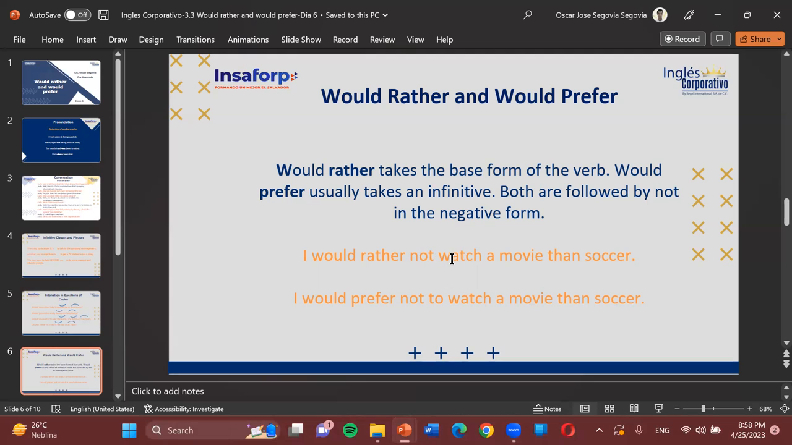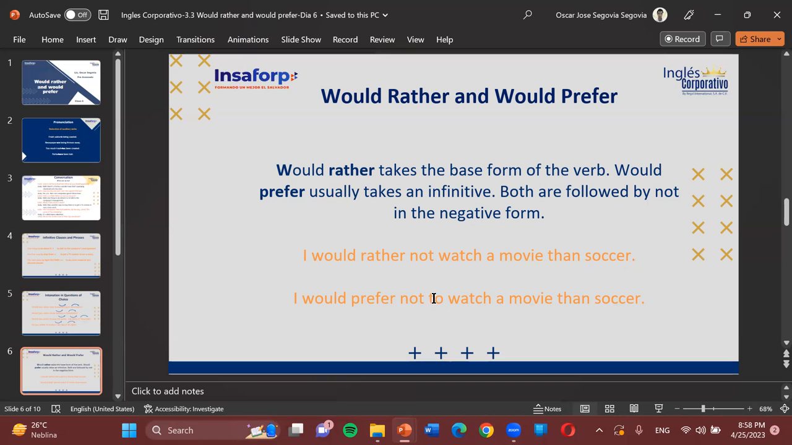ya fue utilizado en pasado, ahí se queda, digamos, la situación de utilizar el pasado. Aquí, la negación se queda con el primer verbo también. Tenemos, I would rather not watch a movie. Entonces, aquí se queda la negación, ¿verdad? Que no quiero ver la película. Pero después del than, tenemos otra posible acción, ¿sí? Which will be watching soccer. Obviamente no vamos a caer en el error de repetir el verbo, o sea, de poner el verbo en diferentes ocasiones, sino que solamente voy a decir, ¿verdad? Than soccer, y se va a sobreentender que entonces sí prefería, o más bien, prefiero ver fútbol que ver una película.